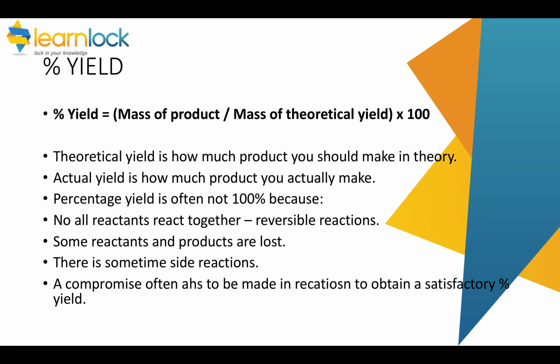The percentage yield, that's how much you make. It's the mass of the product divided by the mass of the theoretical yield times by 100. Theoretical yield is how much you should make, actual is what you actually do end up making. Often, you don't get 100% yield because not all the reactants react together, like reversible reactions. Sometimes the reactants and products are lost. Sometimes there are side reactions. So as a compromise, you often have to compromise the conditions of your reaction to get a lower yield, but overall making a profit.